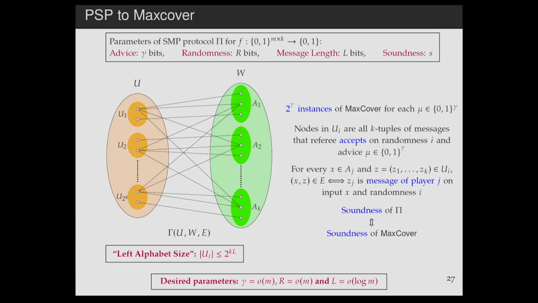And in fact, if you want closest pair, you need the left alphabet size to be smaller, because as we discussed earlier, we need it to be constant. So this message length L has to be constant. It can't even be super constant. Okay, so that's the parameters.